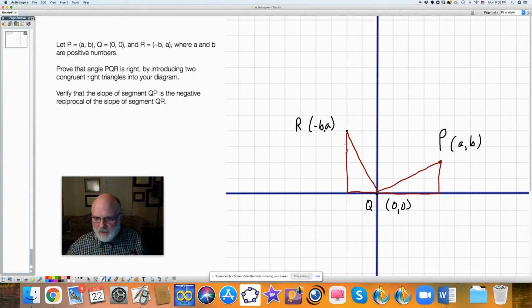Well, this side is A, and this length here is A. This length here is B, and this length here is B. We also have a right angle because this is following the grid lines, and this is following the grid lines, so it is a right angle.